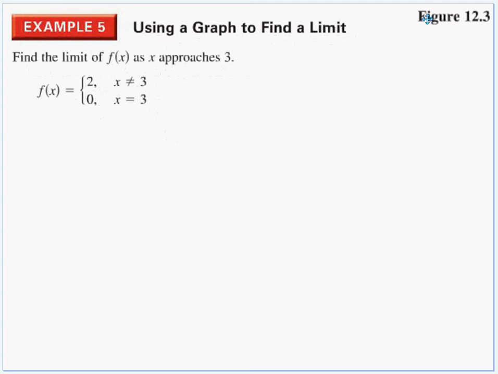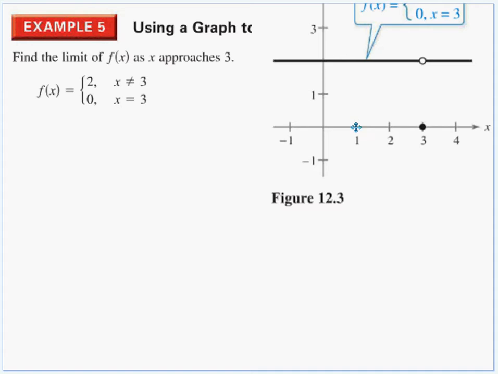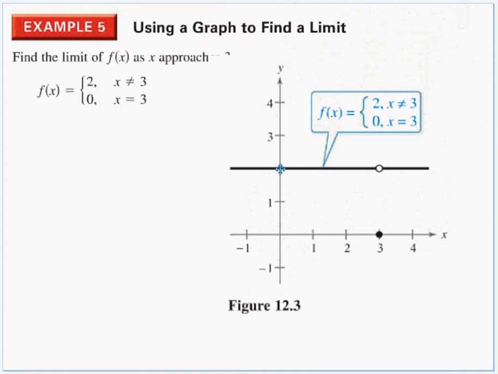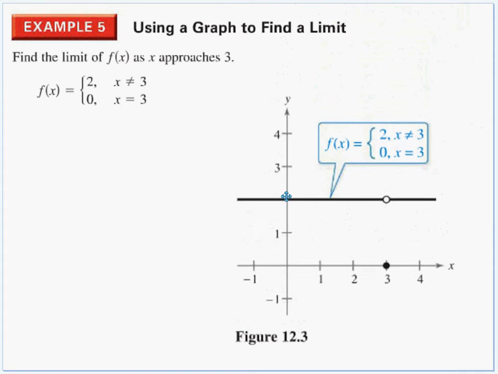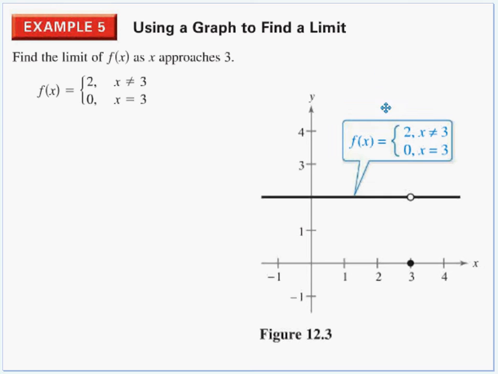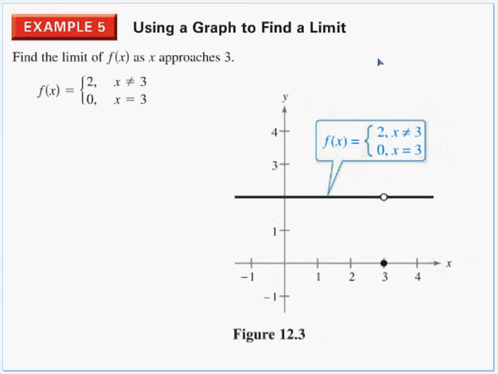If a limit exists and you have a graph, it's usually a good idea to look for the hole in the graph, and usually the limit is the height of the hole in the graph. So here we've got a piecewise function, kind of a weird one. This top piece says if x is not equal to 3, your output value is 2. So for any value not 3, the output is 2.